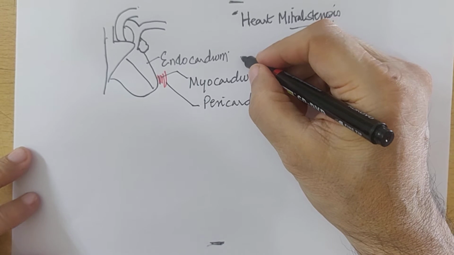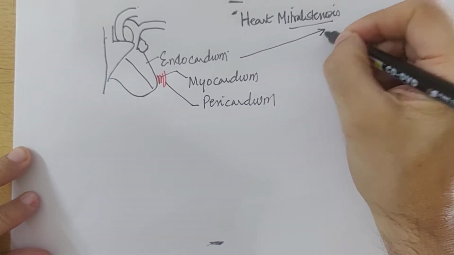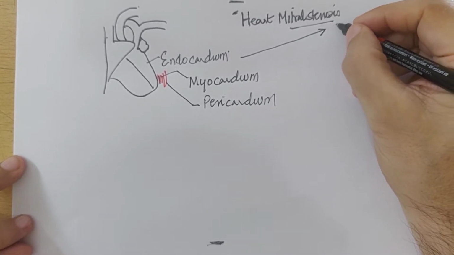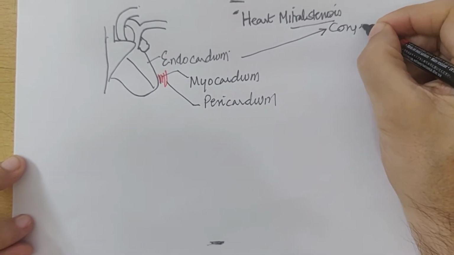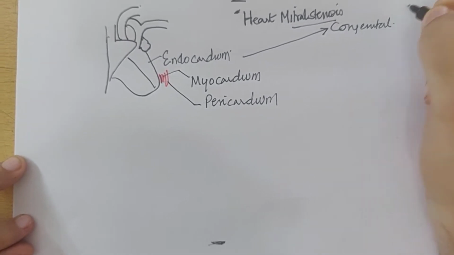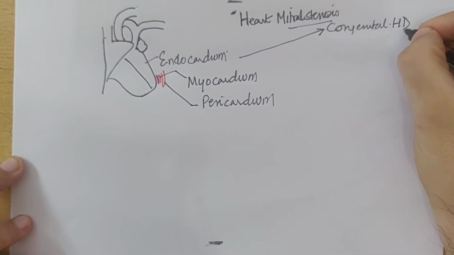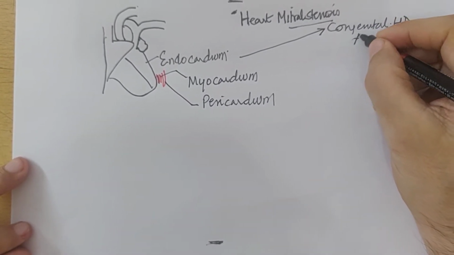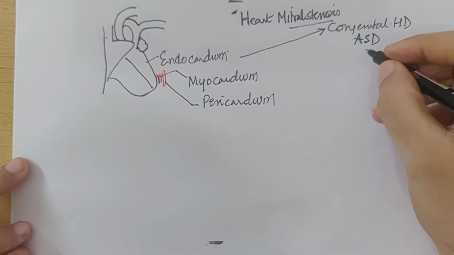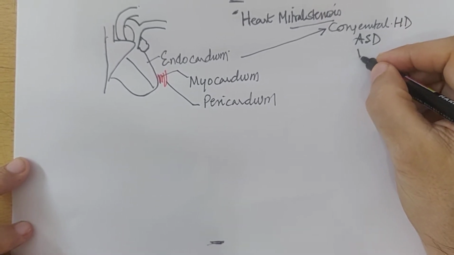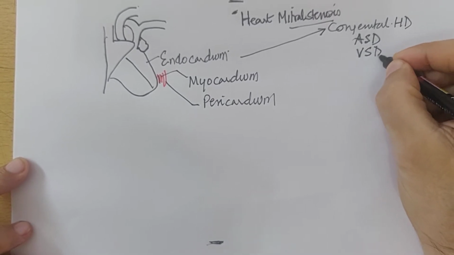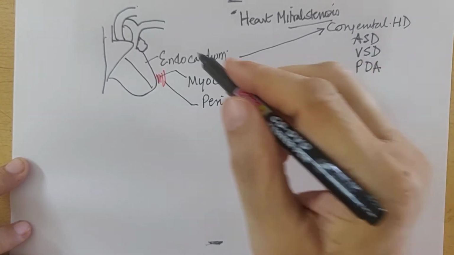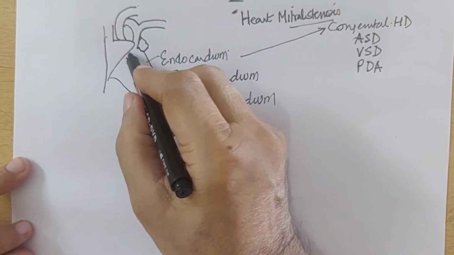The endocardium is involved in certain congenital diseases, congenital heart diseases, which may consist of atrial septal defect, ventricular septal defect, and patent ductus arteriosus.